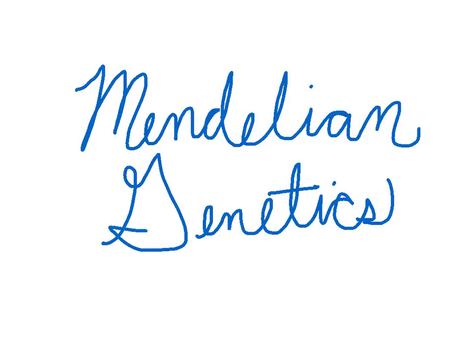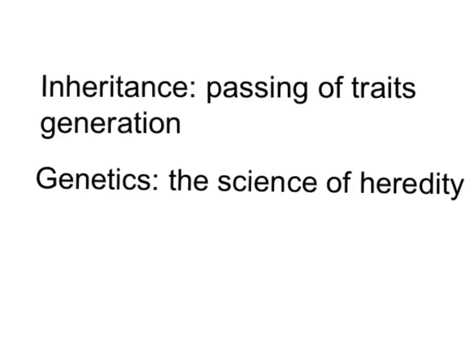So today's lesson is on Mendelian genetics, and this will continue our discussion of genetics. We'll begin with some important vocabulary. Inheritance is the passing of traits to the next generation. So this is why you might have your dad's nose or you might have your mom's hair.